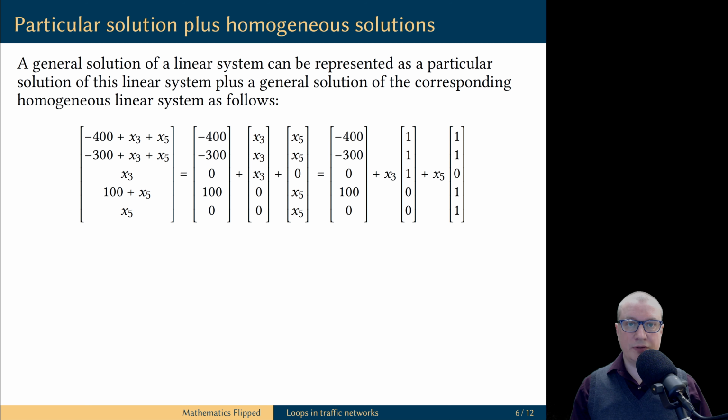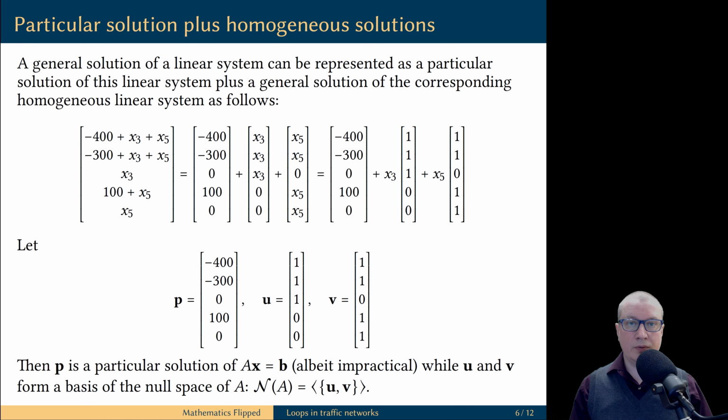In each of the 2 vectors which involve free variables, we can factor out the free variable using the scalar multiple operation. And now, the vector p, which is the vector of constants, is one particular solution of the linear system, which can be obtained by assigning 0 values to both free variables. And the vectors u and v, which are multiplied by the corresponding free variables, come from the null space of the coefficient matrix A. In fact, these 2 vectors form a basis for the null space of the matrix A.